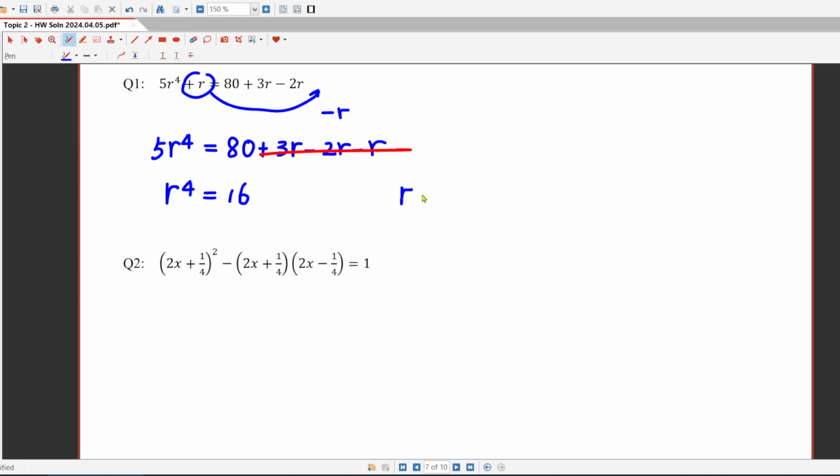Apparently, you have a solution r equals positive 2, because 2 raised to the power 4 will give you 16, right? But do not forget, r could also be negative 2. So we have two solutions there. R could be either positive 2 or negative 2, right? Because once you raise negative 2 to the power 4, you will also get positive 16, right? Any questions?